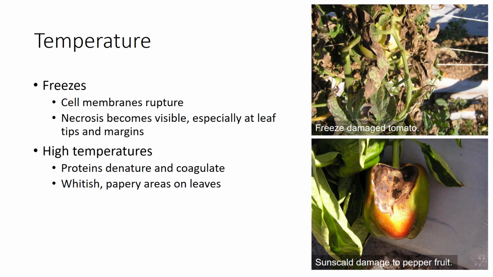Freezing temperatures damage plants by inducing ice crystal formation in or between cells. Cell membranes rupture on contact with the sharp edges of these crystals. As large numbers of adjacent cells die, the damage, necrosis, becomes visible to the naked eye. Hence, a primary symptom of frost or freeze injury is areas of necrotic tissue, especially at leaf tips and margins. Excessively high temperatures cause plant proteins to become denatured and coagulate, making tissues dry out and die. Whitish, papery appearing areas on leaves are often a symptom of heat damage.